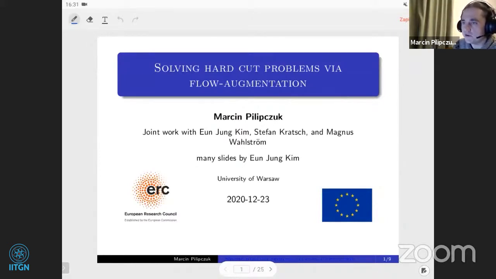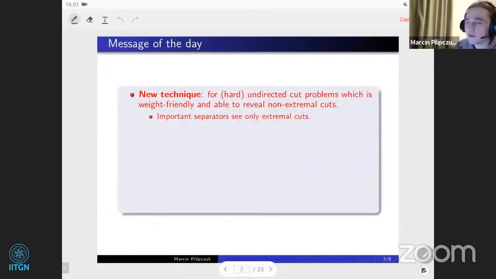Okay, so I'm going to present you a new technique for solving cut problems, which is called flow augmentation. And during this talk, I'll be focusing mostly on the technique and the proof of the technique. I won't be giving much of the broader picture of why it's important, but we'll discuss why it's important in a moment.